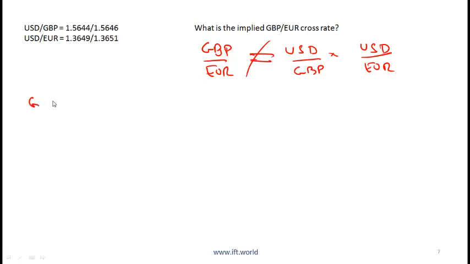Let's look at it a slightly different way. GBP to euro can be written as follows. You can write this as GBP over USD multiplied by USD over euro. So if we have this convention, then we can simply multiply out, the USDs cancel out, and we will have GBP over euro.